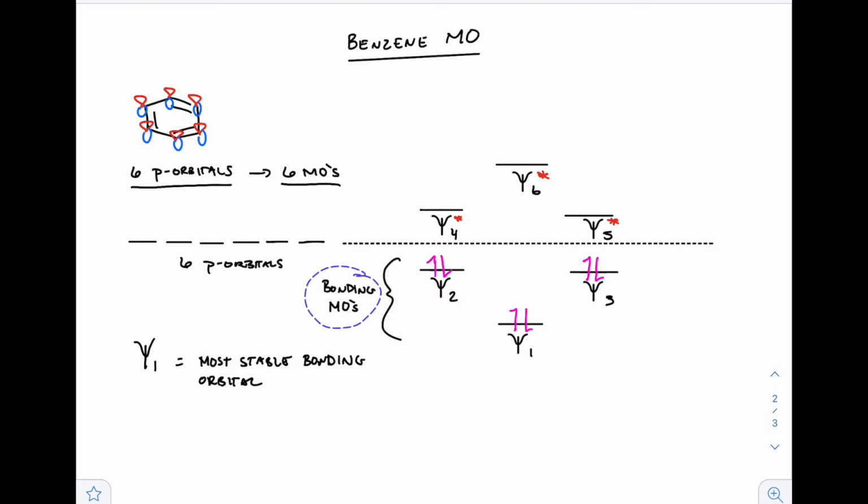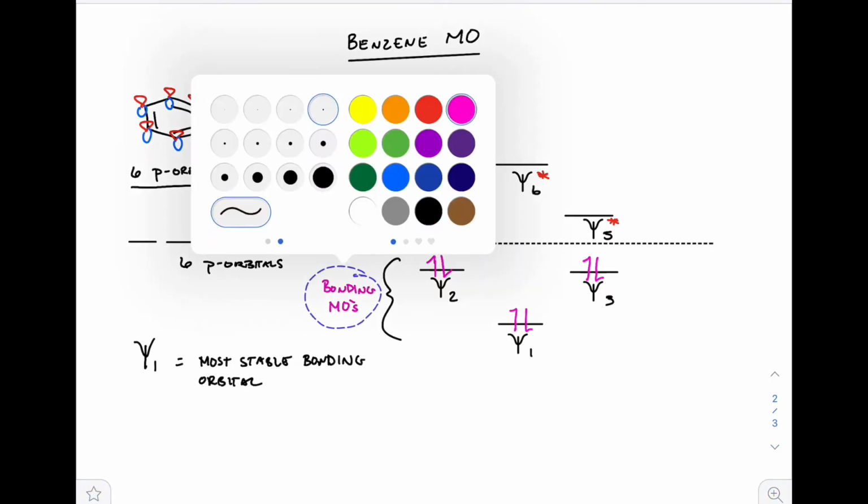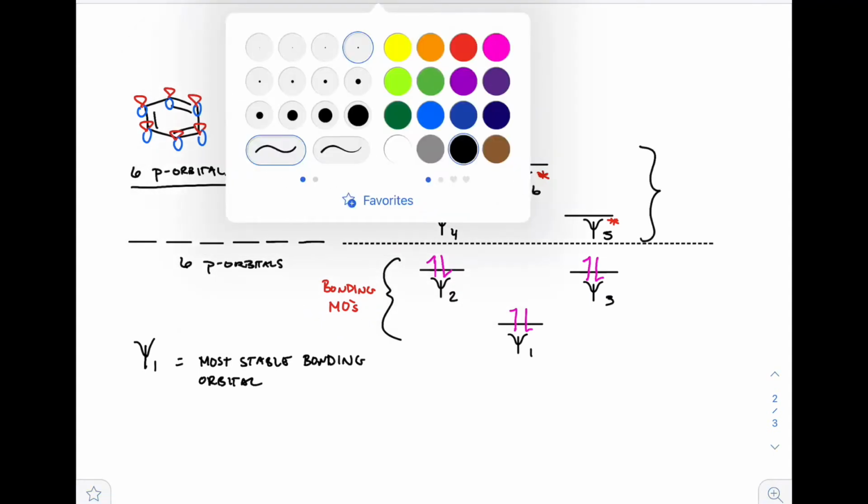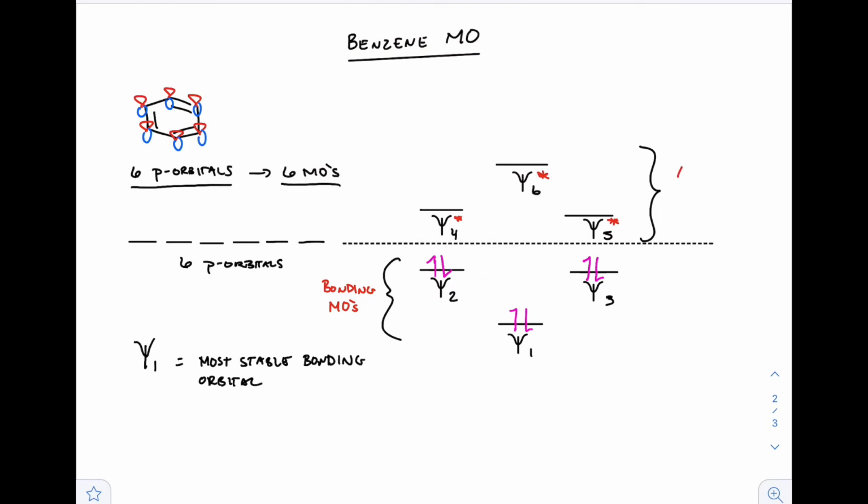Okay, so the bonding orbitals are going to be the bottom orbitals. Notice the dotted line that's equal in energy to the p orbitals, the atomic orbitals. That is like the barrier. So the bottom is bonding, the top is antibonding, okay? And of course, psi 1 again is the most stable bonding orbital, okay?